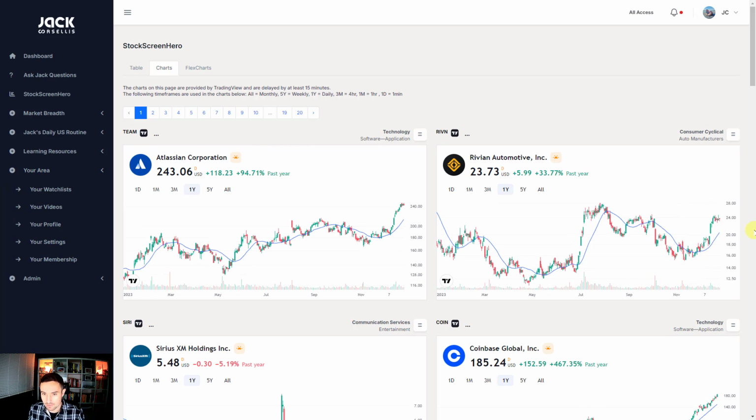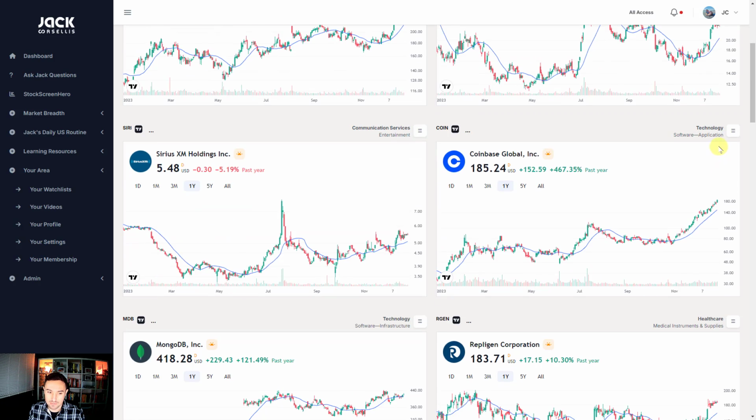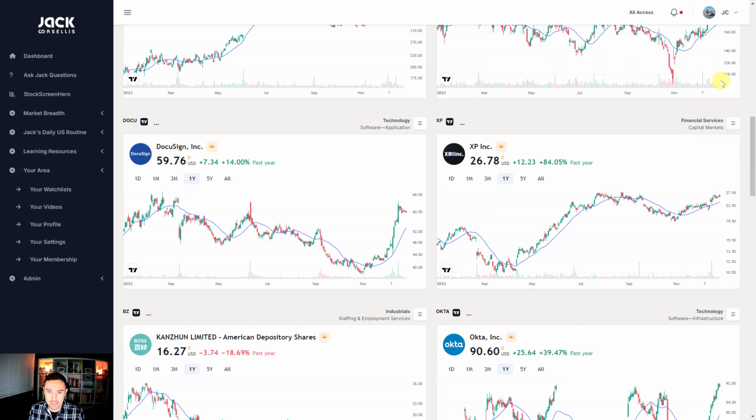But here you go, I'm looking at Rivian here. What chart pattern do you see for Rivian potentially? I see a potential cup and a handle forming here for Rivian. Now I'd like it to be, this blue line is the 21. I'd like it to be maybe a little bit closer for Rivian, but there's going to be some interesting stock.